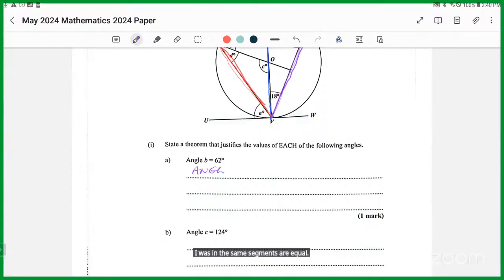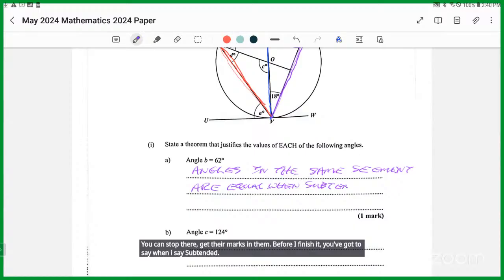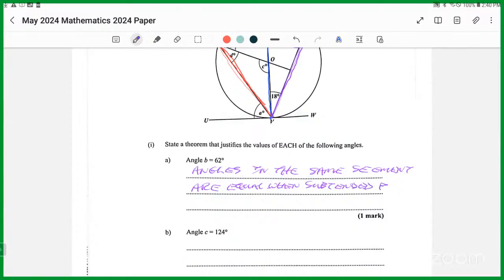Angles in the same segment are equal. If you stop there, you get the marks. If you want to finish it, you're going to say, when subtended by the same chord.